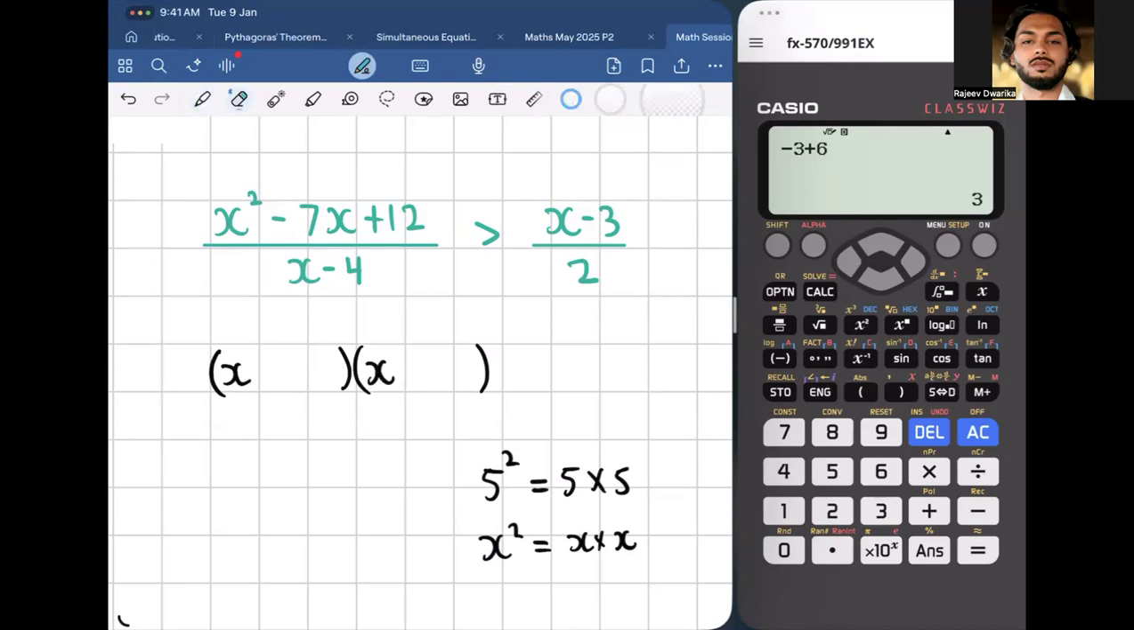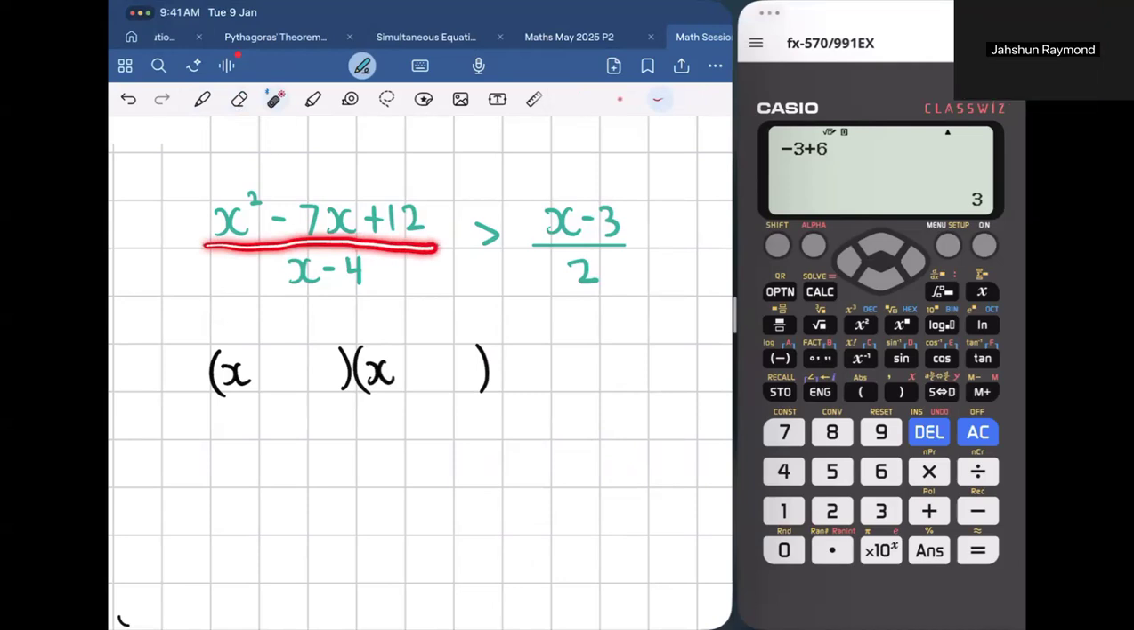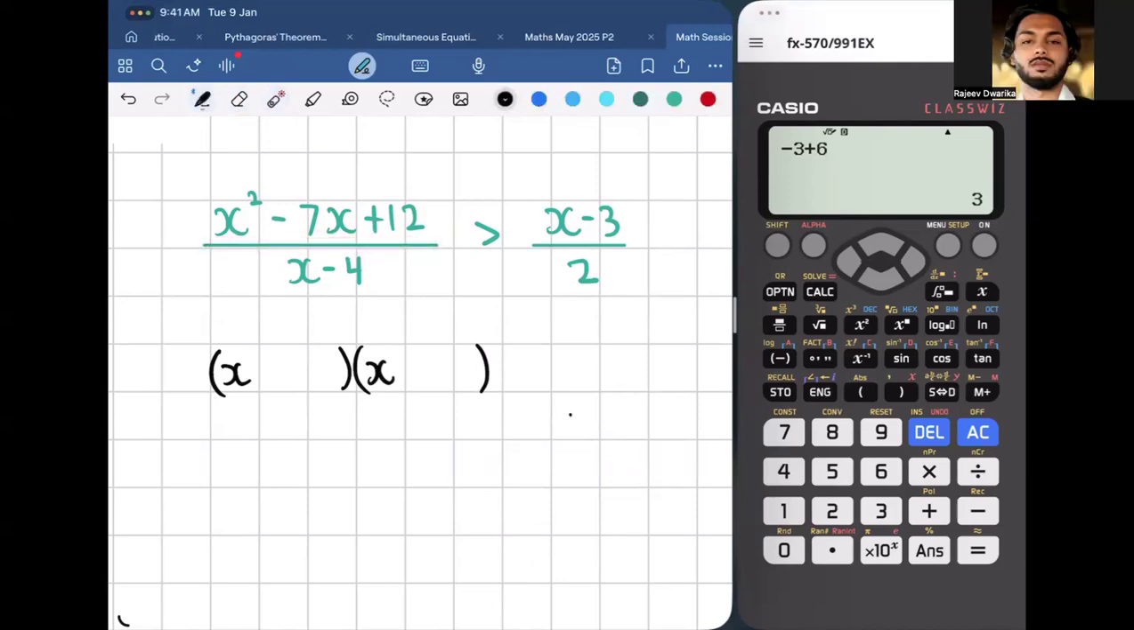The next thing I want you to look at is the last term. What is the last term over here? 12, sir. Right. How could you multiply to get back 12 and add to get minus 7?